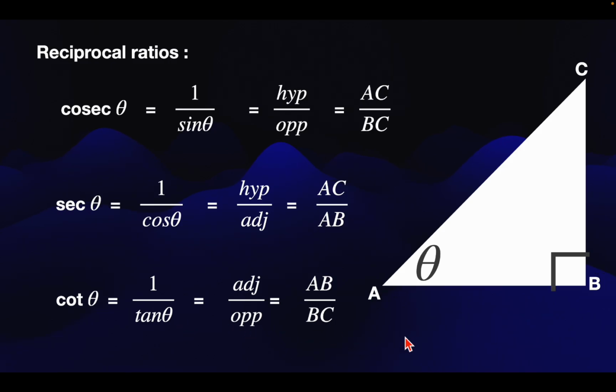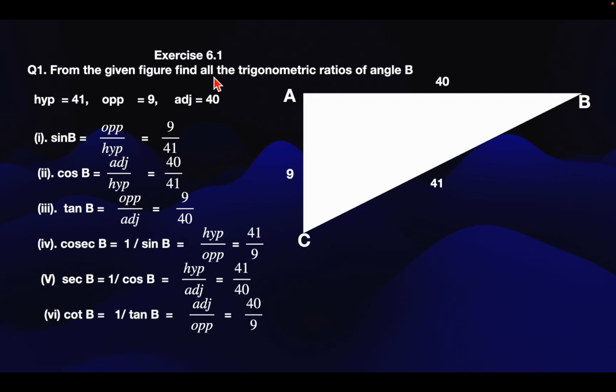Okay, let's go to the exercise. Question 1. From the given figure, find all the trigonometric ratios of angle B. Here they are talking about angle B. So be careful here. First write down what is the opposite side of angle B. AC is the opposite. What is the adjacent side for angle B? AB. What is the hypotenuse? That is BC. So hypotenuse is 41, opposite side is 9, adjacent is 40.